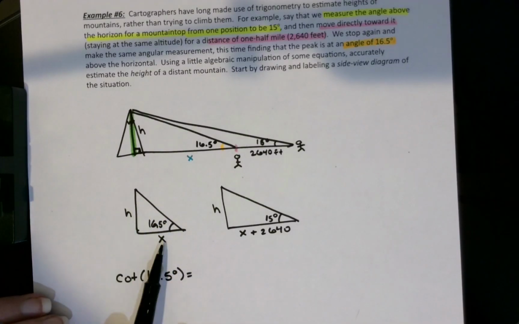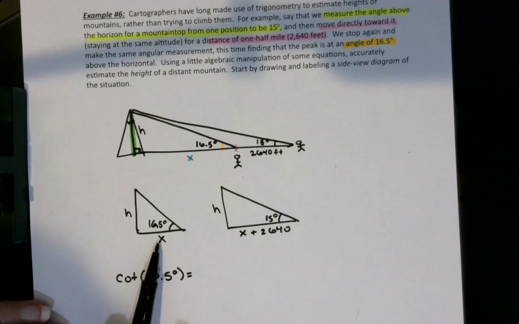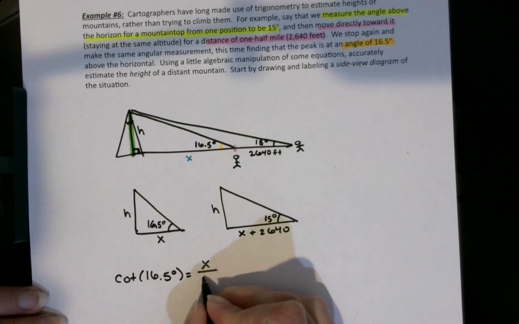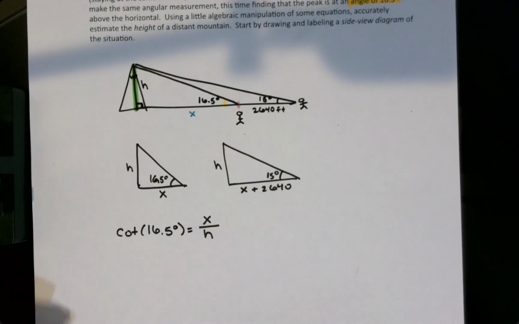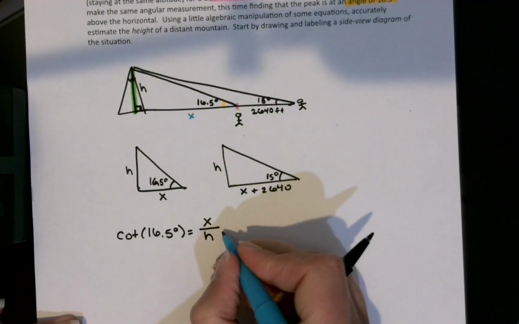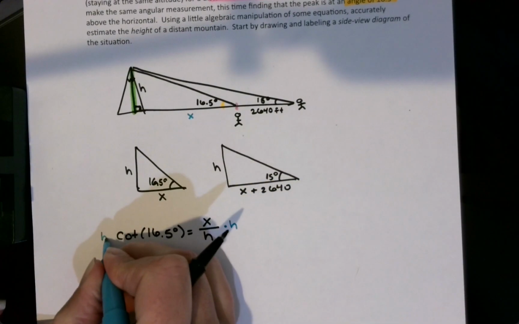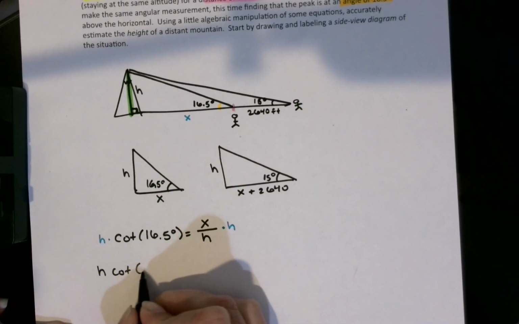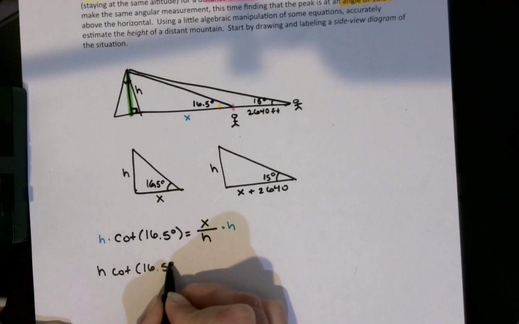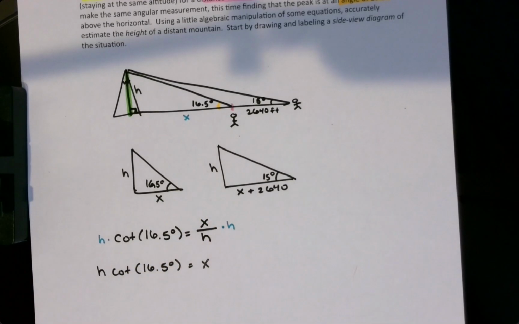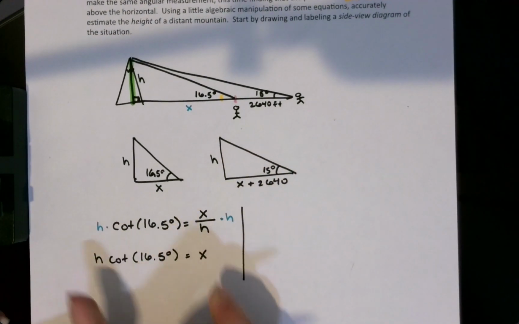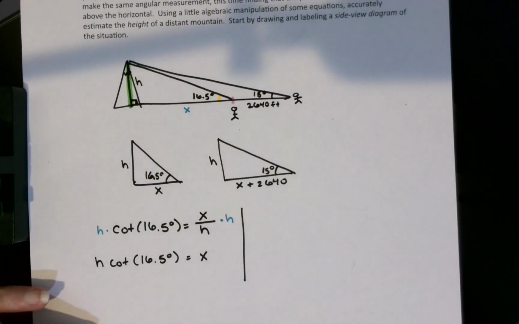Tangent would be opposite over adjacent. So cotangent is adjacent over opposite. So the cotangent of 16.5 is x over h. I wanted it in that order so I could solve for x because x is the variable that I need to get rid of. So I'm going to multiply the h over. So h times the cotangent of 16.5 degrees is going to be equal to x. That's what x is equal to in this diagram.